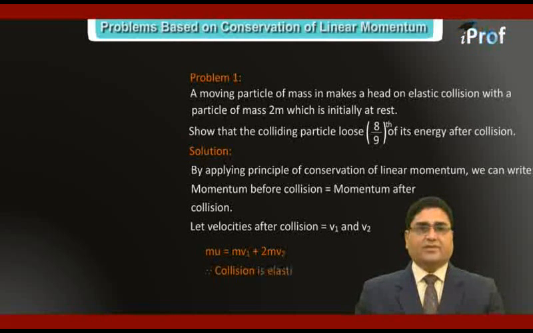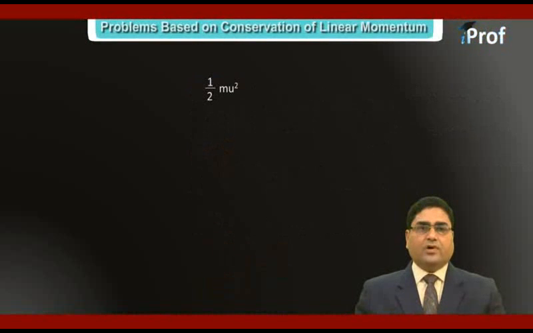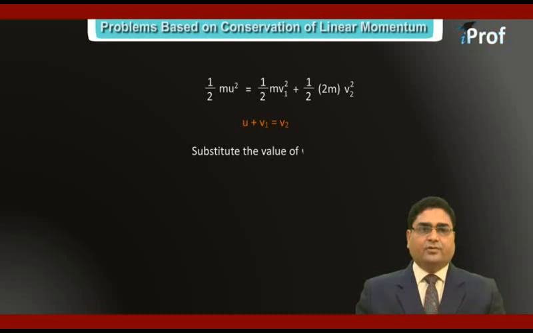Since collision is elastic, according to principle of conservation of mechanical energy, we can write kinetic energy before collision equal to kinetic energy after collision. So half mu square equal to half m v1 square plus half 2m v2 square. That gives us u plus v1 equal to v2 when we solve two equations. Now substitute the value of v2 in equation 1. We get v1 equal to minus u by 3.